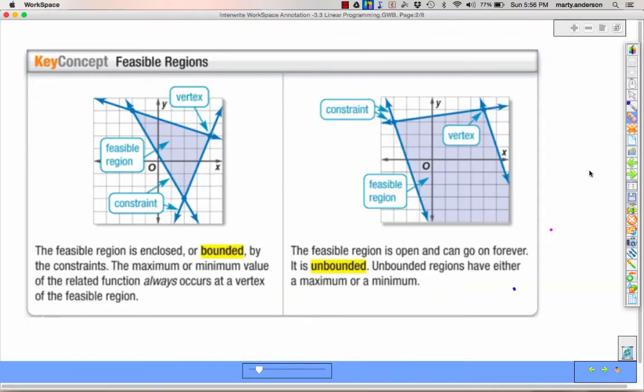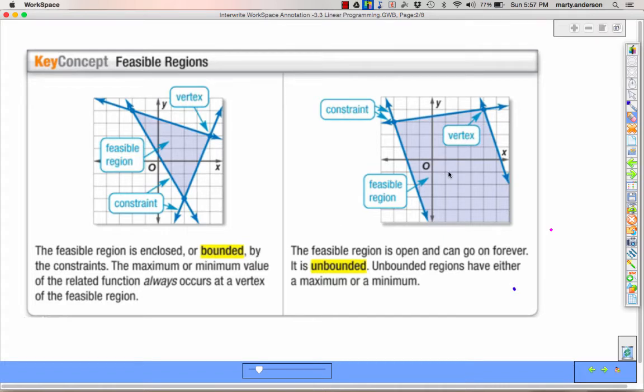Here we go. When we're doing linear programming, we are graphing a system of linear inequalities. The linear inequalities are called the constraints, and the shaded region is called the feasible region, the overlapping shaded region. The vertices are going to be very important when we do our optimization and find our maximums and minimums. The feasible region is enclosed, or bounded, by its constraints. Then the maximum or minimum will occur at one of the vertices.